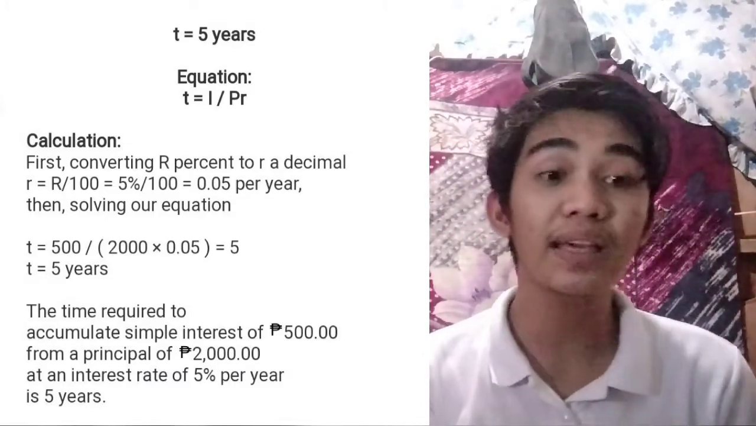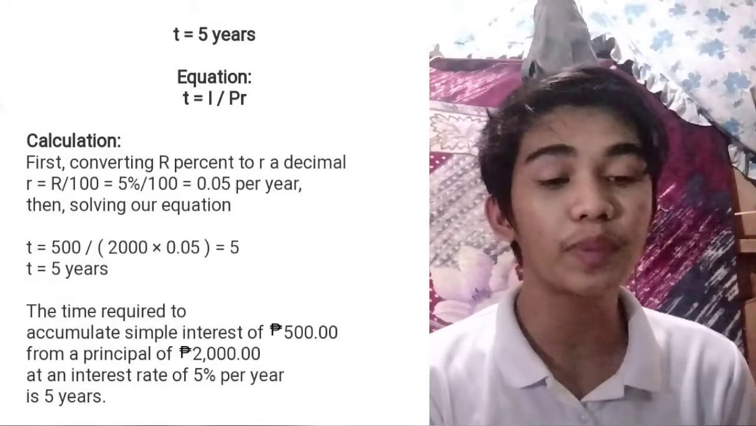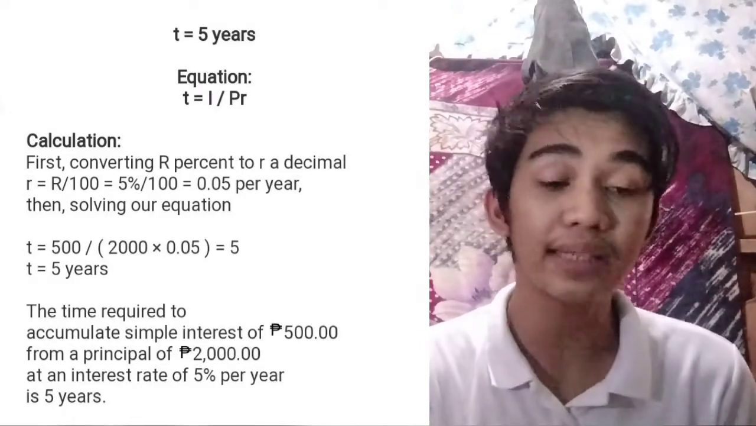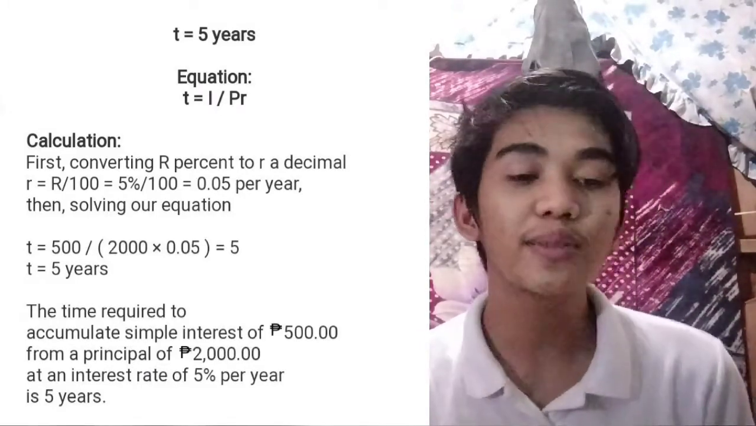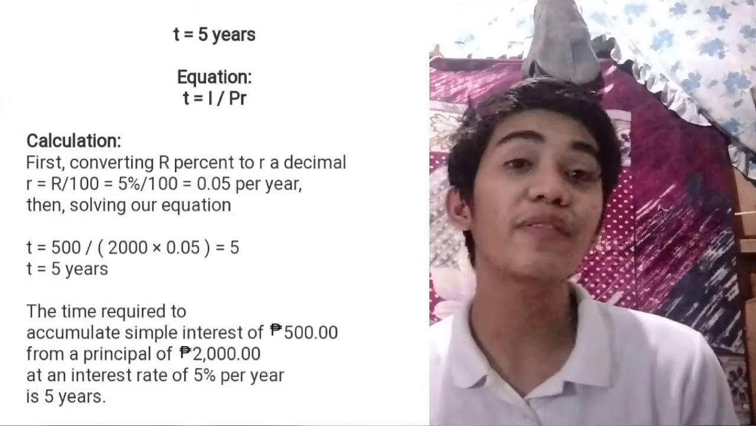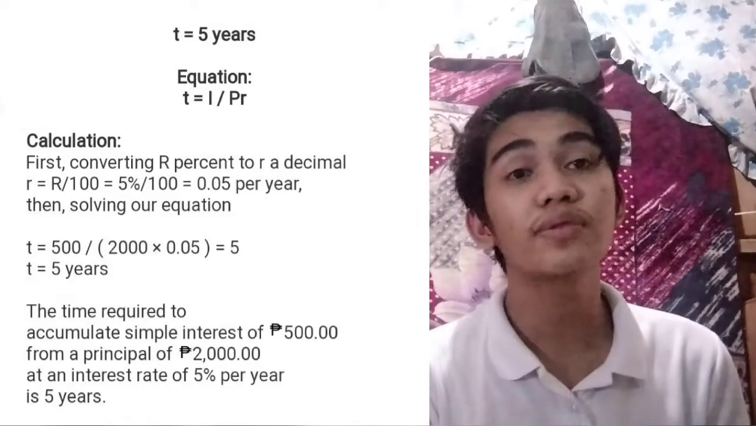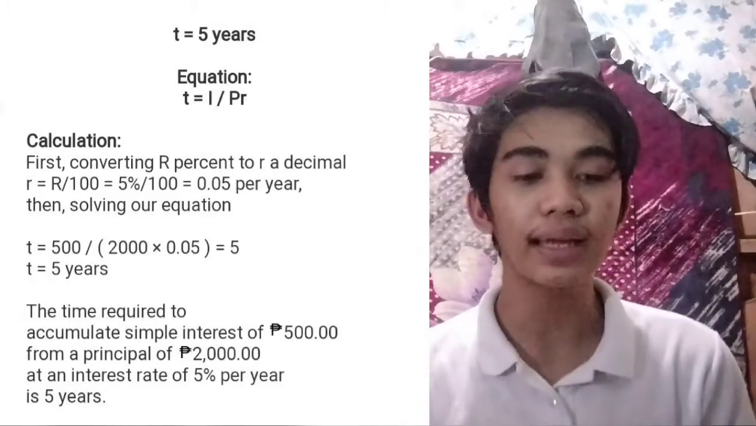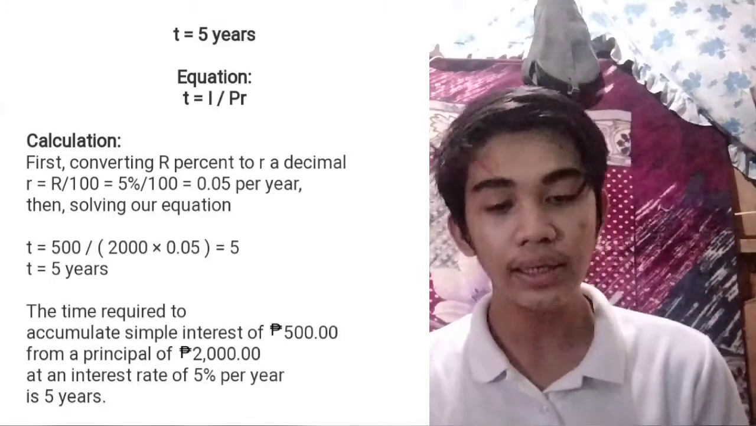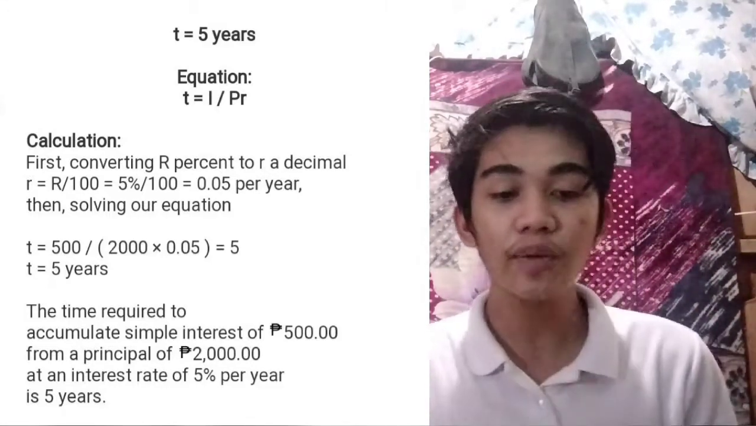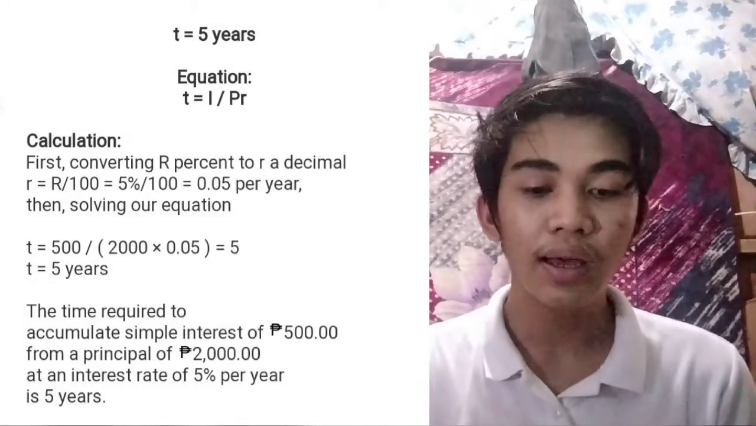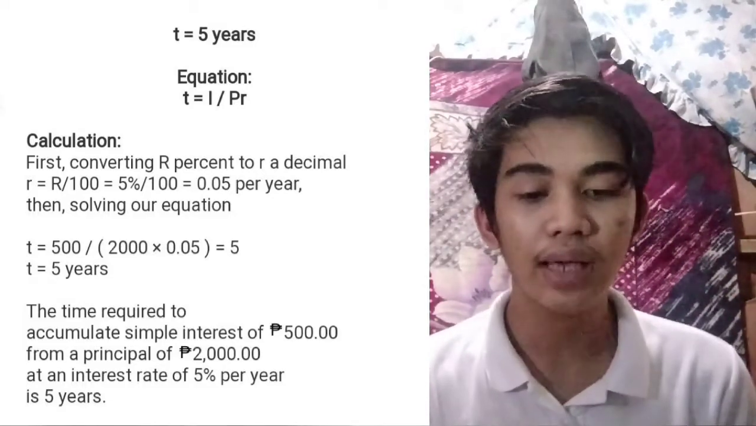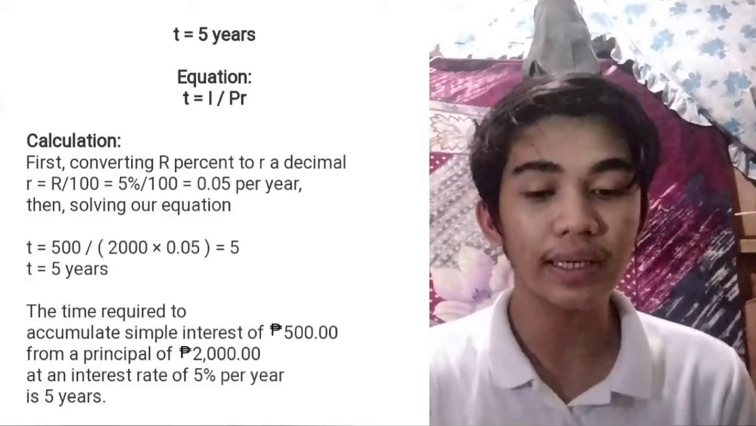Now let's substitute the given values into the equation t = I over PR. Now we get t = 500 over 2000 times 0.05. Let's simplify further. So we get t = 500 divided by 100, so t = 5 years. Therefore, the time required to accumulate simple interest of 500 pesos from the principal amount of 2,000 pesos at the interest rate of 5% per year is 5 years.